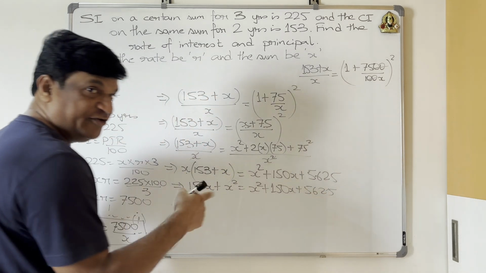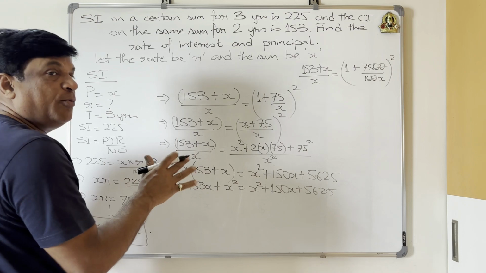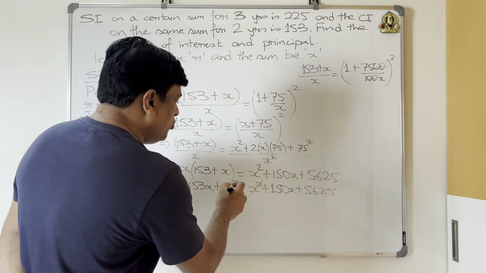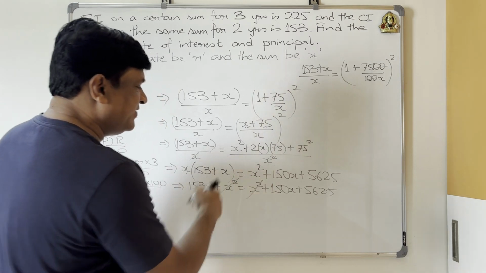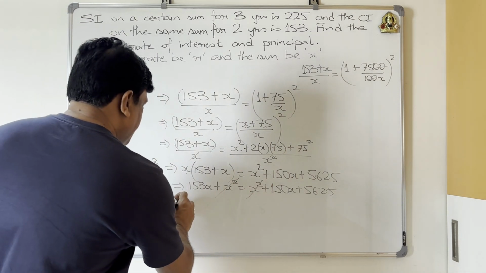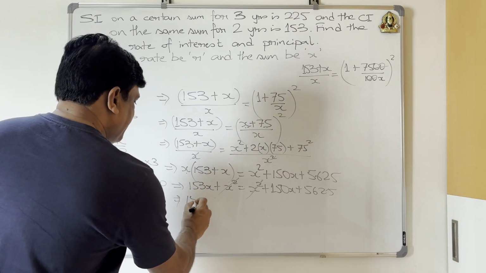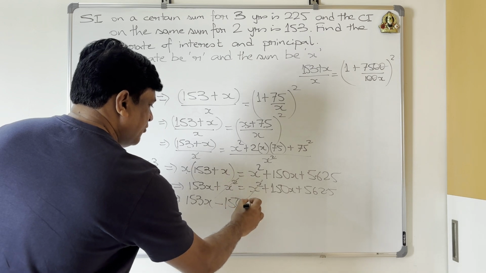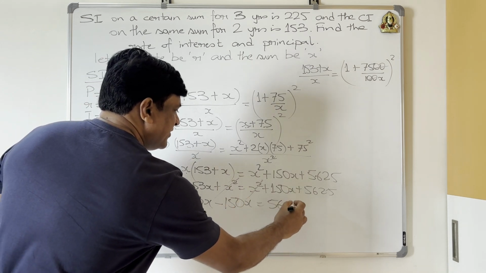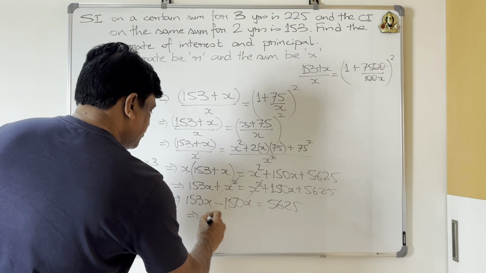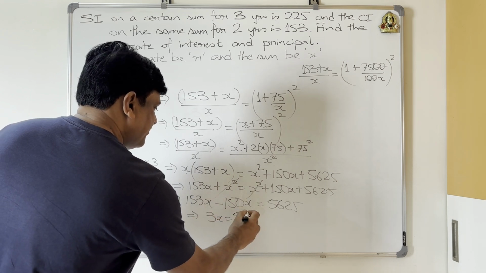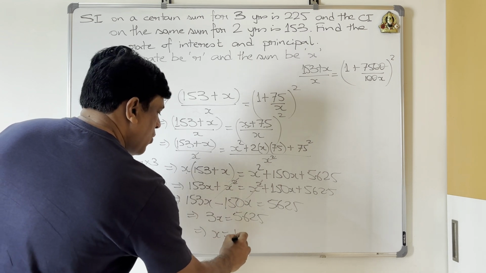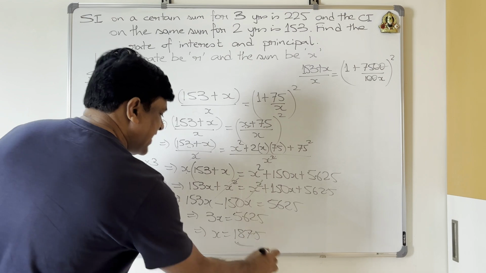A lot of calculations if you look at it. These kind of problems are going to come in your final examinations, remember. And keep on doing it. I have x square on both sides, I get cancelled. Okay, so what am I left with? I'm left with 153x here. I'll bring this minus 150x over here is equal to 5625, which means 3x is equal to 5625. So x will come out to be 1875. So that's your sum.